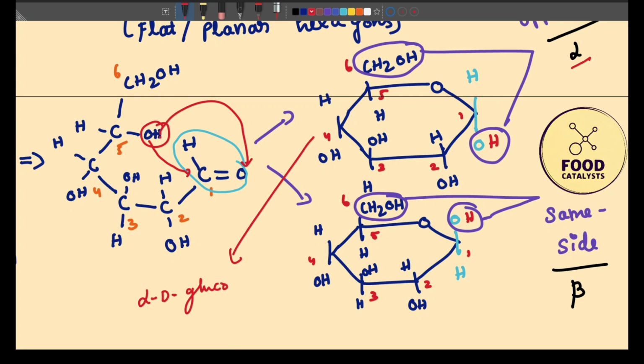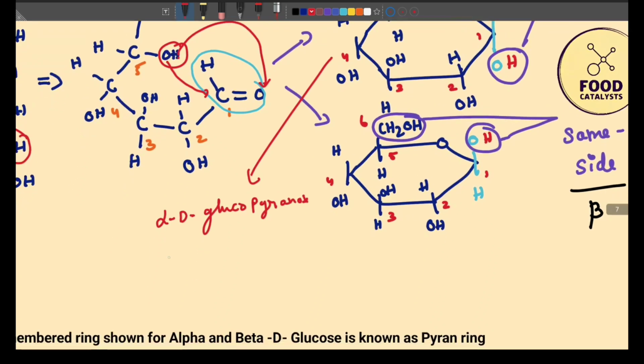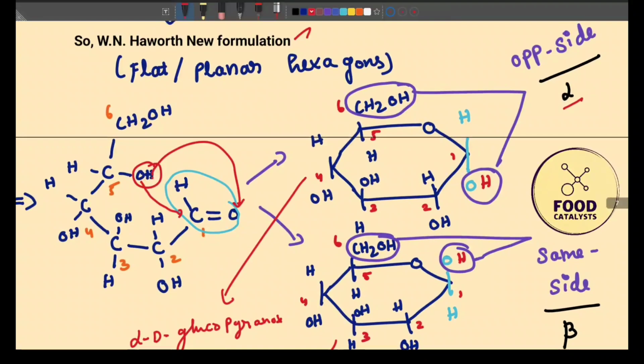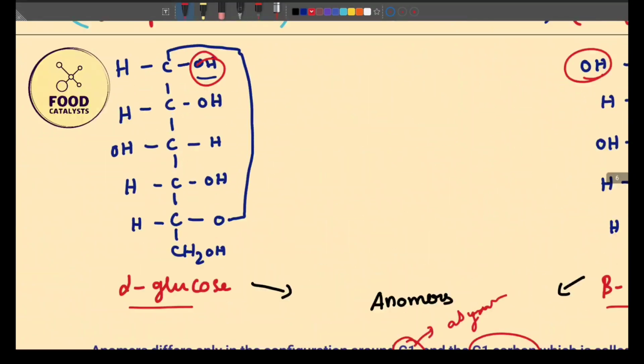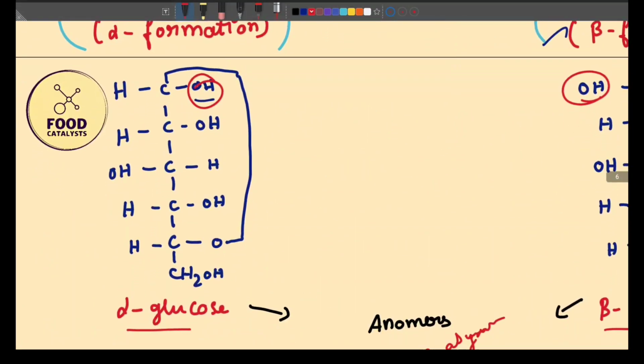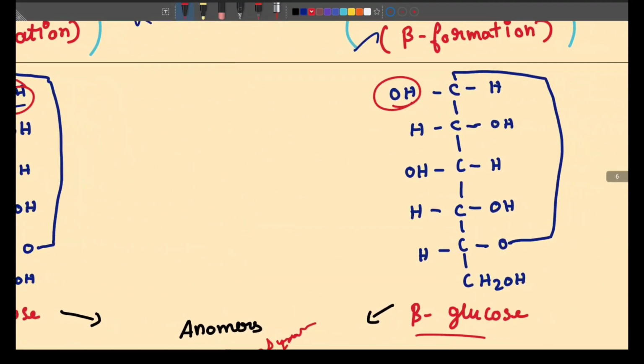And I told you before, it will make a pyranose, so it is glucopyranose. And what about structure B? It is beta D-glucopyranose, because the OH is on the same side as CH2OH. If it is alpha, it is on the opposite side of CH2OH. So here you can see, if it is on the right side, it is alpha; left side, it is beta.